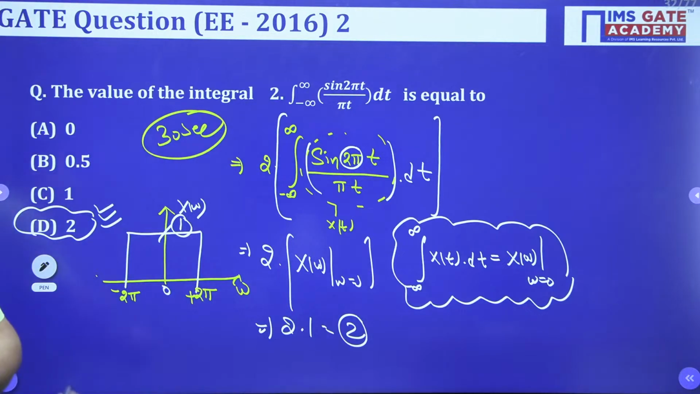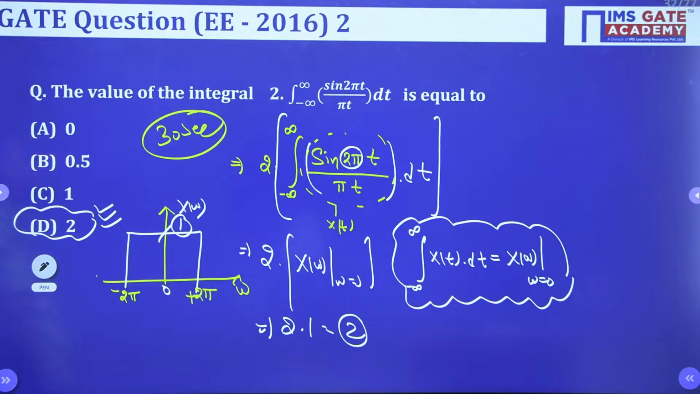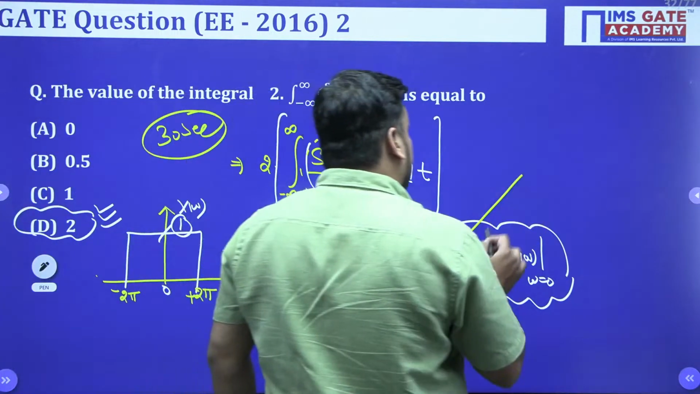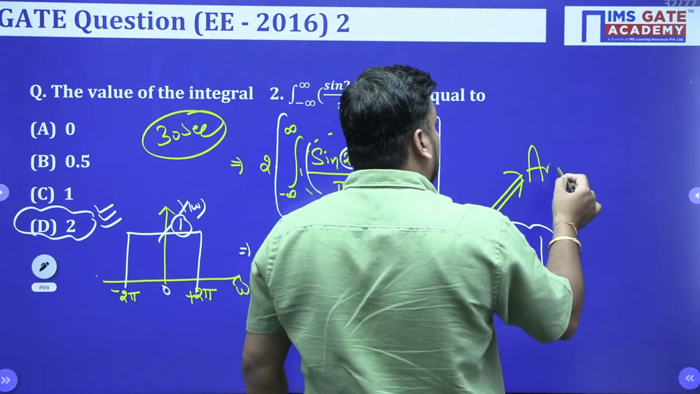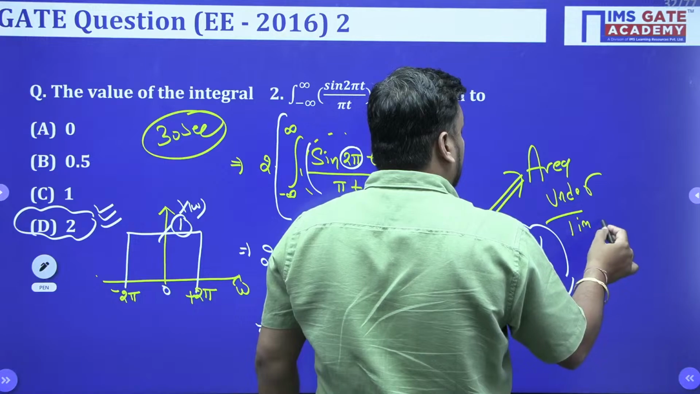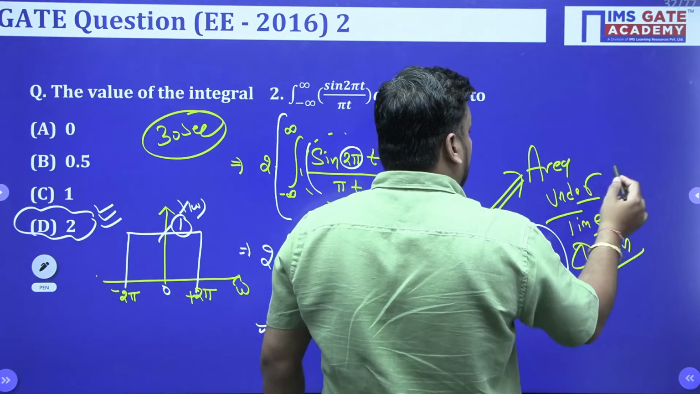Very good, Vedehi. So you can't ignore this 2 part, bachcho. The 2 is the multiple and it will remain as it is, because the value inside the bracket is 1 actually. So which property is this? This property gives you the area under time domain. This property is nothing but area under time domain.